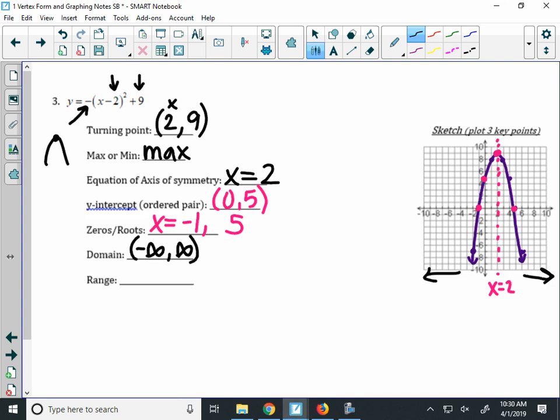And then the range this time is a little bit different. On the bottom of my graph, I have arrows, which means I go down forever. So I'm going towards -infinity, and I only go up to 9. 9 gets a square bracket.